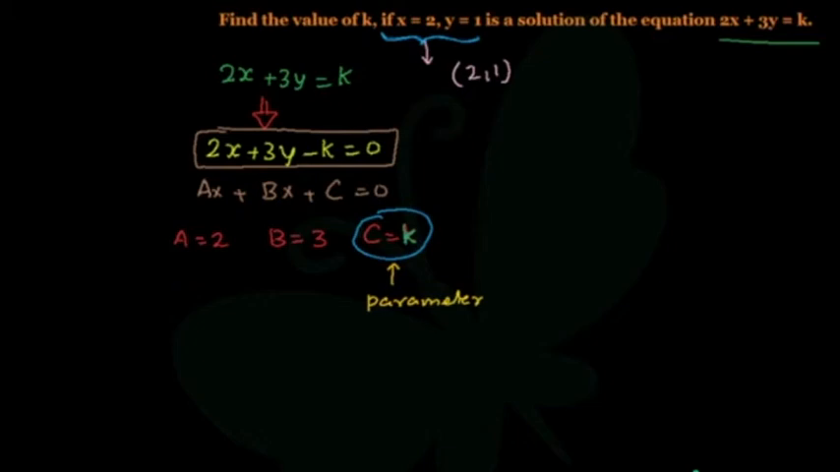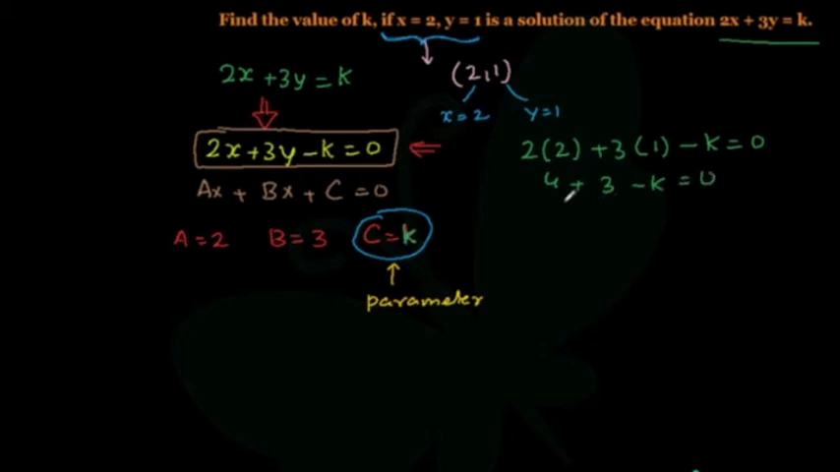So let's quickly substitute these values, that is replace x with 2 and y with 1 in this form of the standard equation. You will have the following. Then we can simply go ahead and just do the algebra part, calculate and solve for k. You will see that the value of k that you are getting is 7.